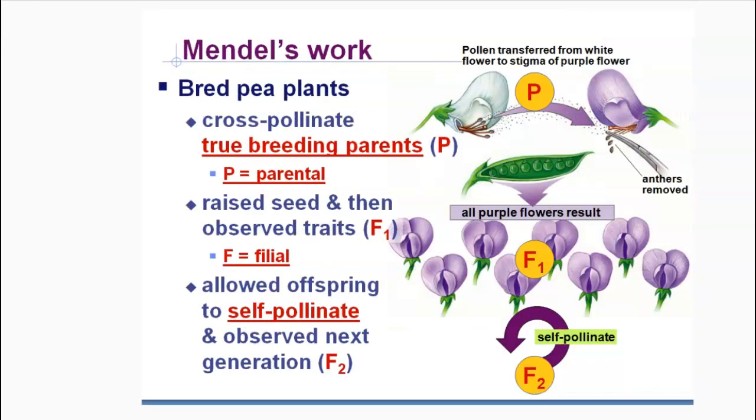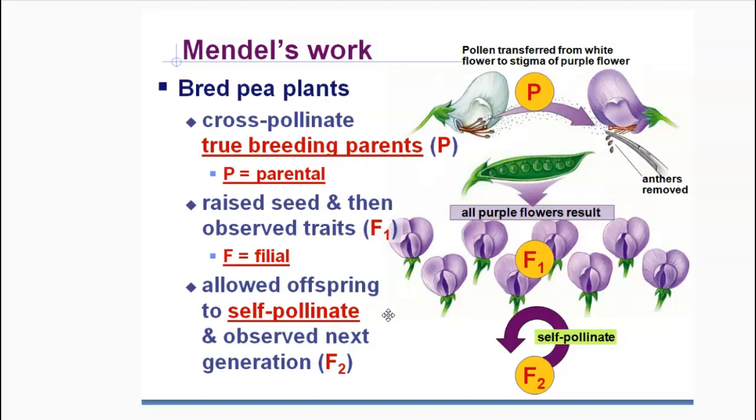Basically, he kept breeding pea plants with each other. And there's some vocab that goes with this. So the parents would be the parental generation, the P generation. Then their children are called F1, or filial one. And then those children's children, kind of like the grandchildren, would be the F2 generation.